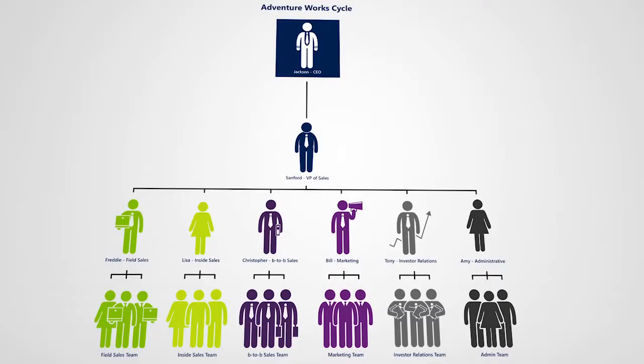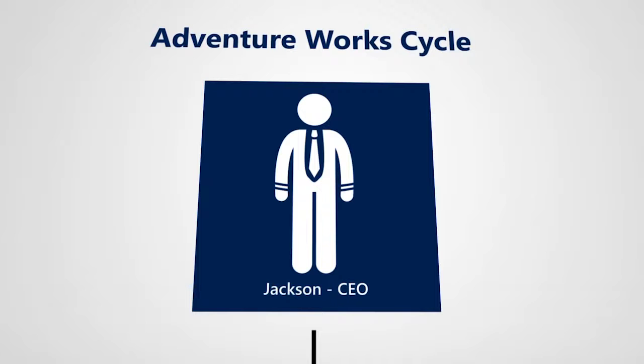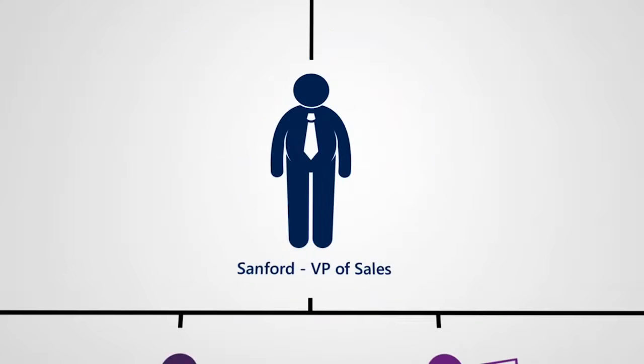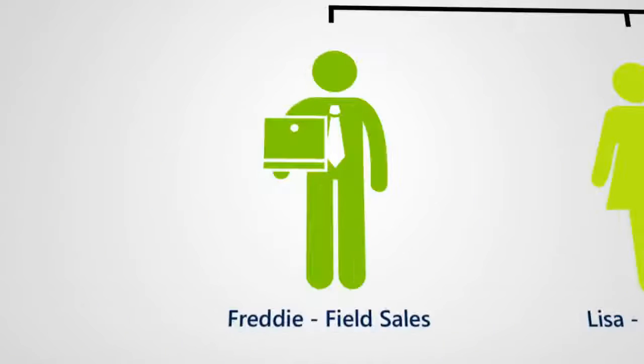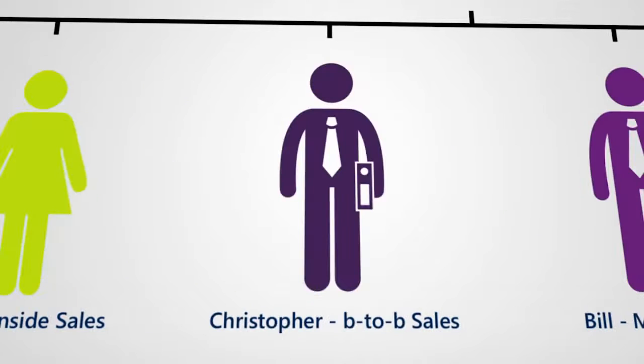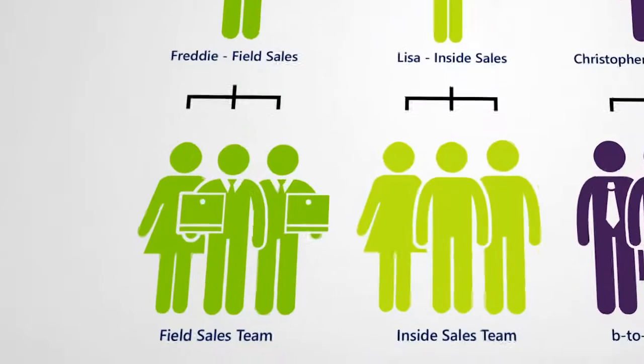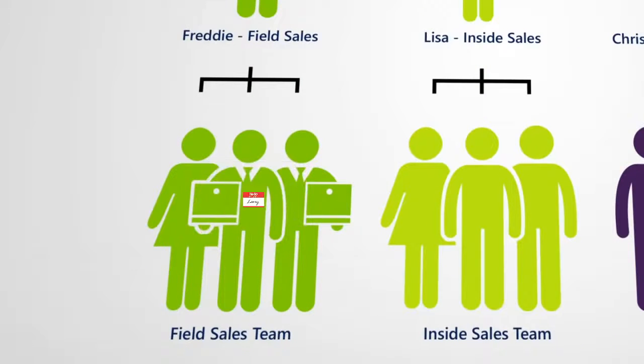Here we have an organization structure for Adventure Work Cycle. Jackson is the CEO, Sanford is the VP of Sales, and Freddie, Lisa, and Christopher have their respective sales teams. Larry, on Freddie's team, has been working diligently with the customer on a deal for the past 6 months. While Larry's on vacation, the deal is in the critical path in order for Freddie's team to make the sales quota for the end of the quarter.